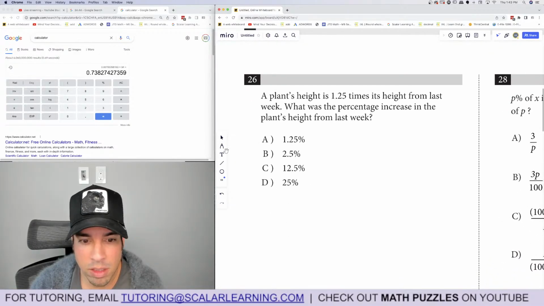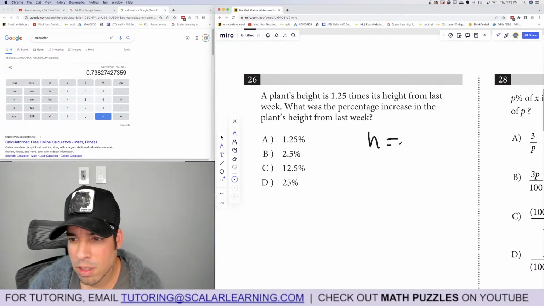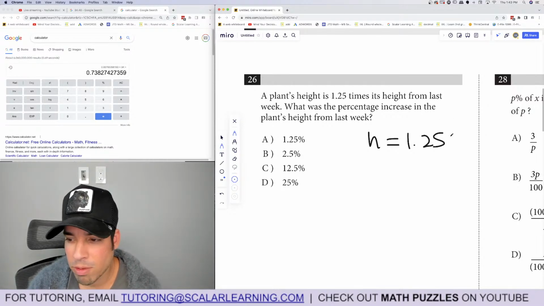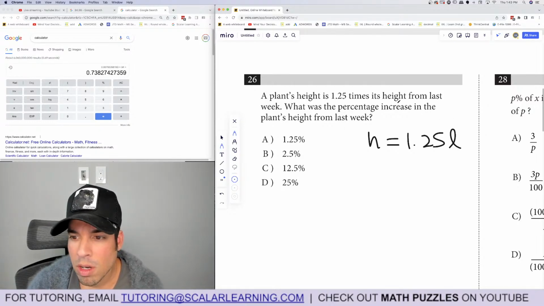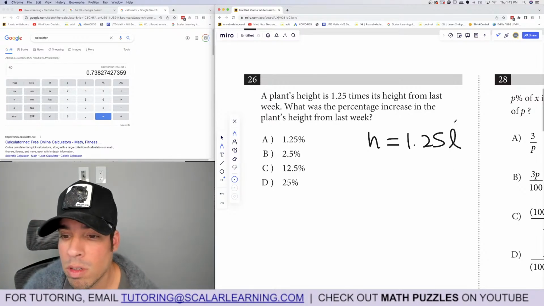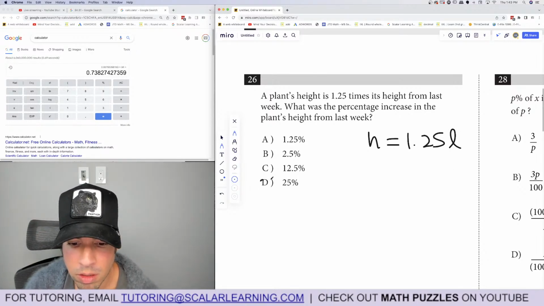26. A plant's height is 1.25 times its height from last week. So we'll say last week like this. What is the percentage increase in the plant's height from last week? So it's 25%, right?